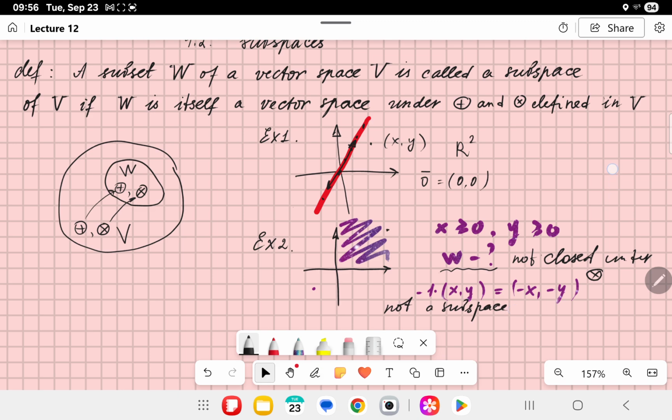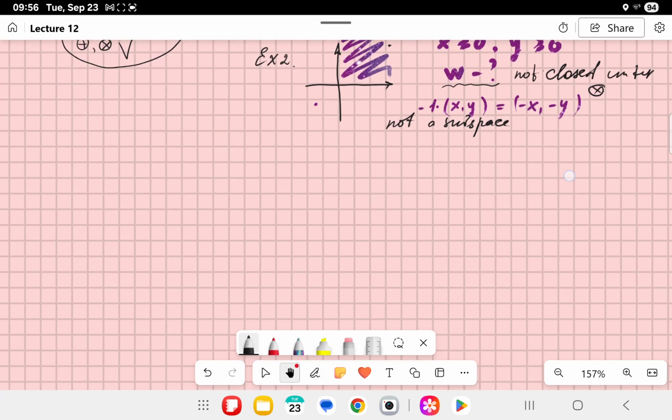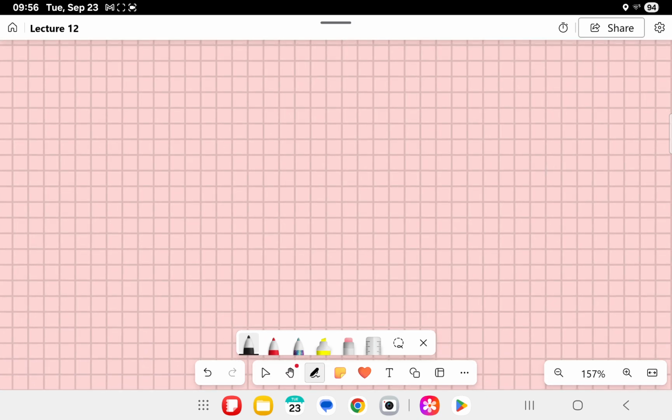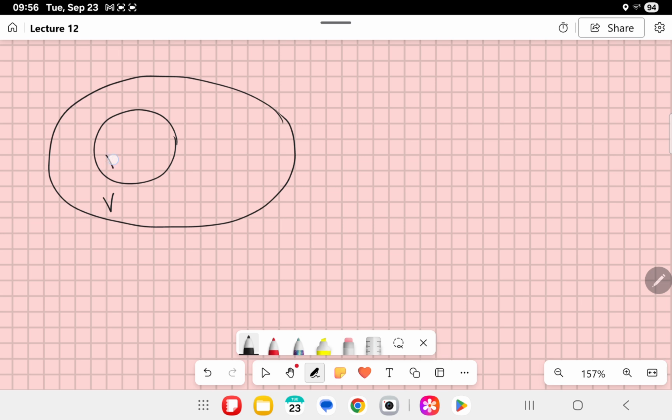What else do we need to know about subspaces? Well, interesting, guys. If you have two subspaces and we have an intersection of them, imagine that we have a bigger space V, and there are two subspaces there, W1 and W2, and they intersect. The intersection of these two subspaces is also going to be a subspace.